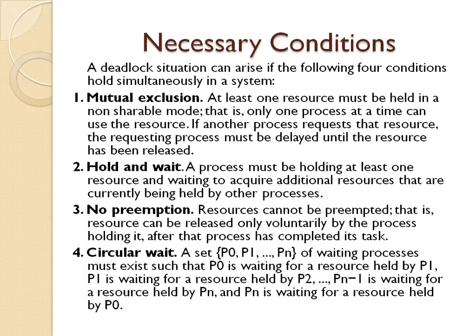Mutual exclusion: if one process is complete, then only it goes to the next. If another process requests the resource, the requesting process must be delayed until the resource has been released. Therefore, the first process must be completed, then only it goes to the next process to be accepted. Hold and wait: at least one resource and waiting to acquire additional resources that are currently being held by other processes. Therefore, you have to wait for that other process to be completed, then it will be continued.